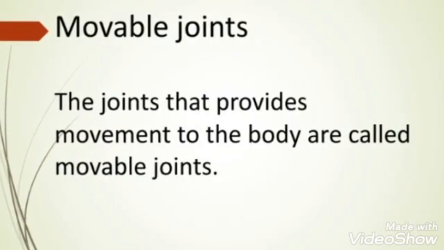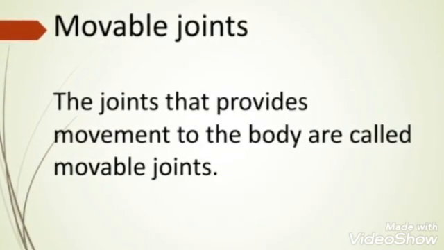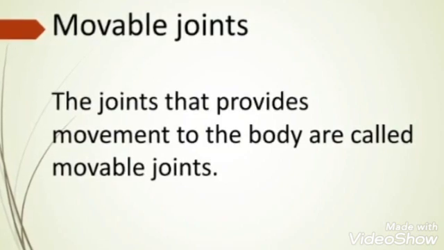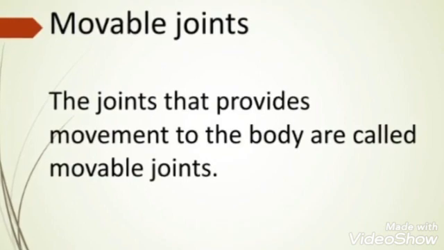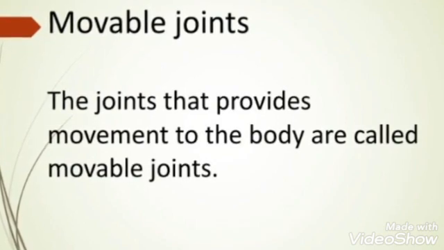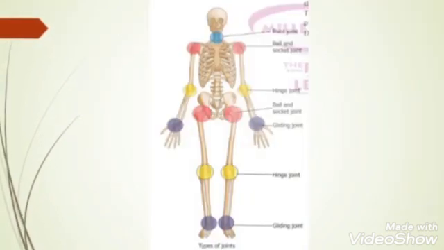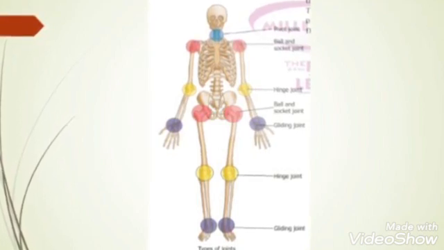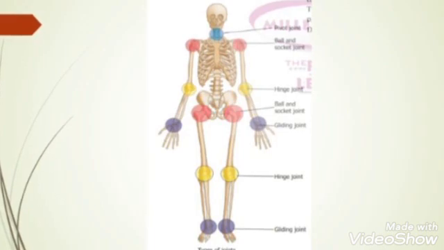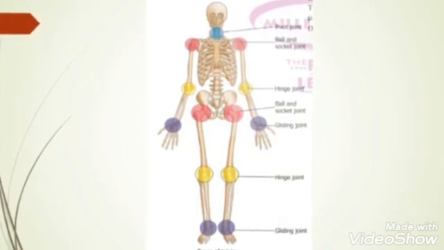What are movable joints? The joints that provide movement to the body are called movable joints. Movable joints are found between the bones of arms, legs, hips and shoulders. Look at the diagram, students. This diagram shows all types of joints in our body. For this diagram, please refer to page number 19.